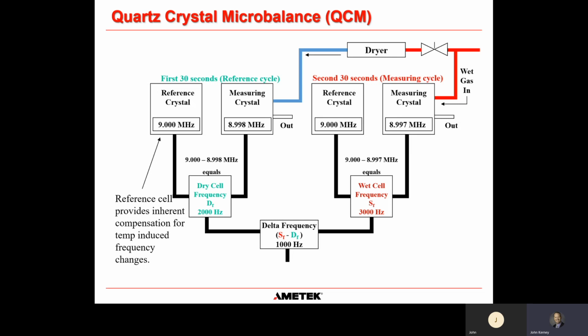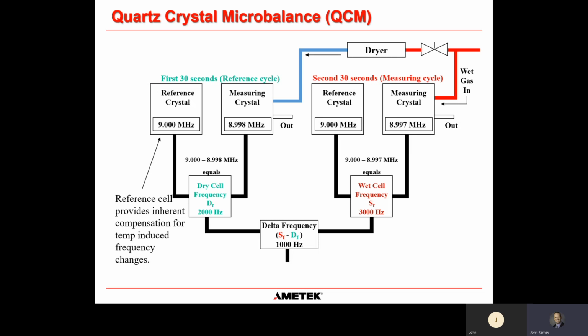So we just talked briefly about how the technology works. There are actually two crystals in a quartz crystal microbalance sensor. One is the measuring crystal, which is the crystal that is exposed to the process gas. And then there's a sealed reference crystal that isn't exposed to the process gas. A reference is used because it provides some inherent compensation for any temperature-induced frequency changes that might be occurring because of ambient temperature differences.